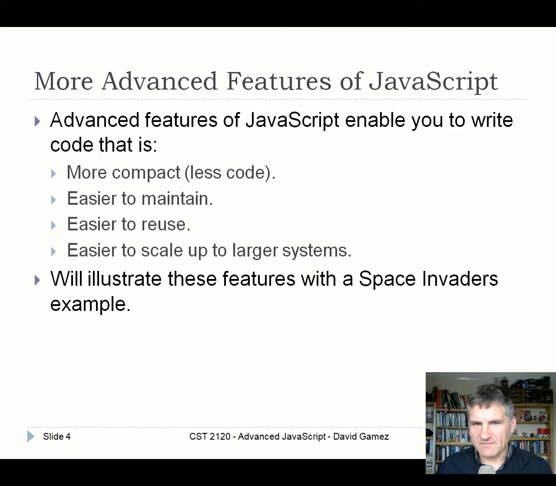If you use these advanced features of JavaScript, as well as other features of JavaScript, you can write code that's more compact, so less code, easier to maintain, easier to reuse, easier to scale up to larger systems. Because I can pretty much guarantee you're not going to write a large, complicated JavaScript application if you're using globally scoped variables and functions. You want modular, reusable code.